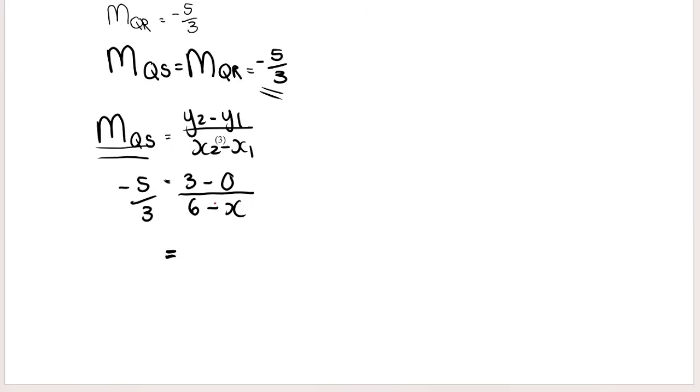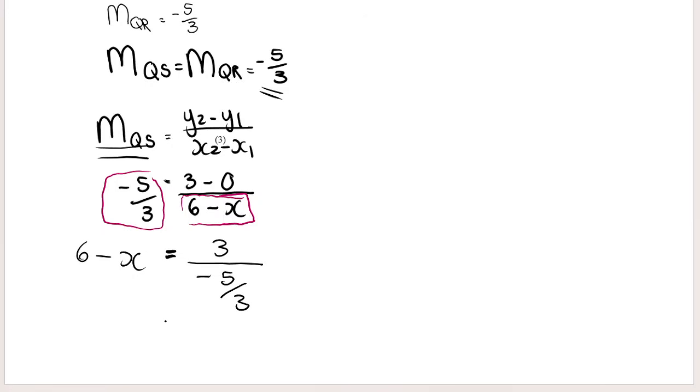If your unknown or your variable, whatever you're solving for, is in the denominator of the fraction, then the denominator of the fraction can swap places with this over here. So we've basically got 6 minus x and then 3 divided by negative 5 over 3. Okay, so 3 divided by negative 5 over 3 is equal to negative 9 over 5. So I've got 6 minus x equals negative 9 over 5.